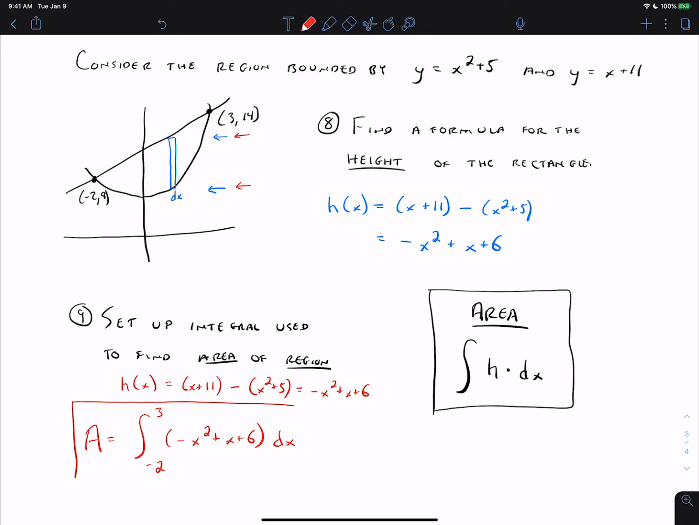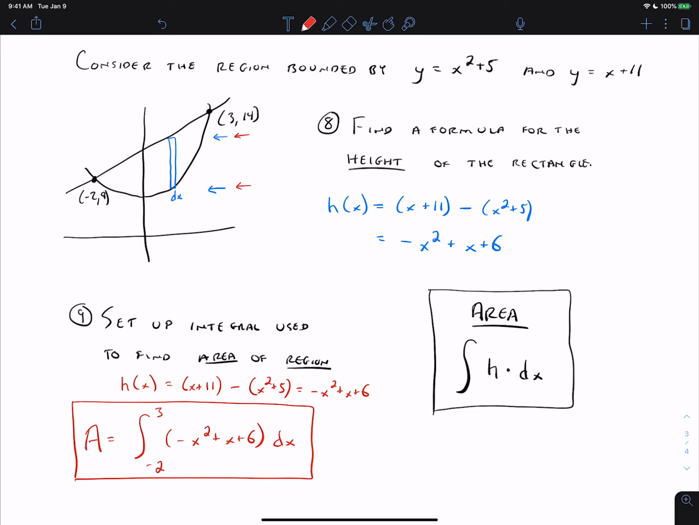This integral would calculate the area exactly. This would be an easy integral to calculate. You just use the power rule on each of those 3 parts. You plug in the 3, plug in the negative 2, and subtract. Okay, so that's how we find area between 2 curves. We use this height function times either dx or dy.